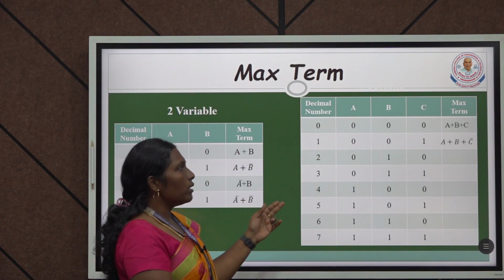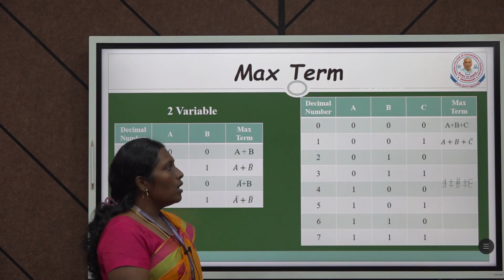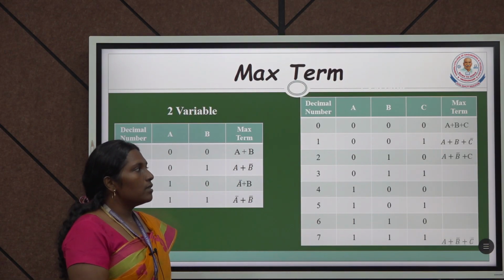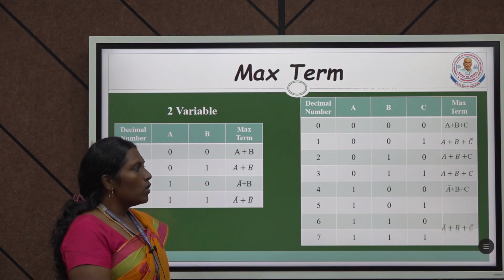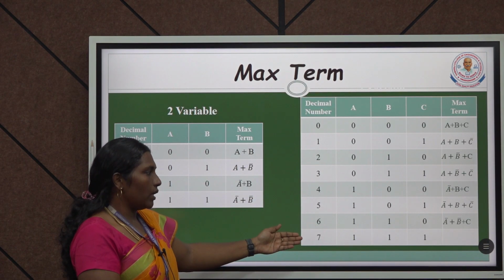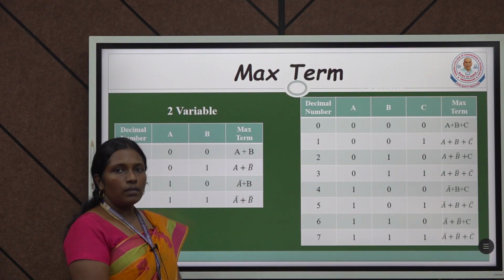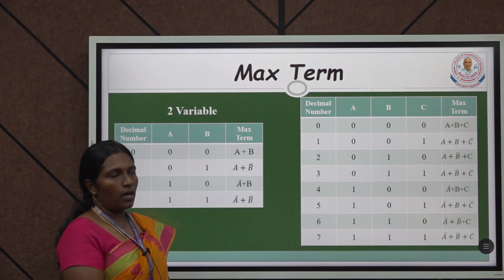For 0, 0, 1, we will be writing it as A plus B plus C bar. For 2, A plus B bar plus C. The same procedure is followed till 7. For 7, we will be writing A bar plus B bar plus C bar.